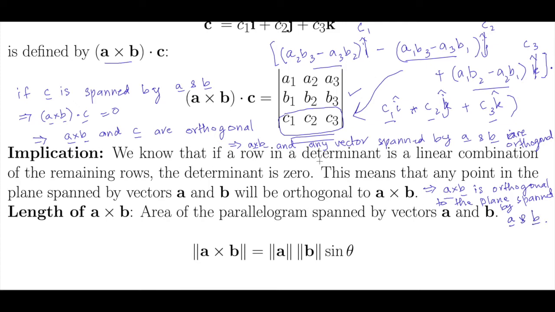So we know that if a row in a determinant is a linear combination of the remaining rows, the determinant is 0. This means that any point in the plane spanned by vectors a and b will be orthogonal to a cross b, which means that a cross b is orthogonal to the plane spanned by a and b.